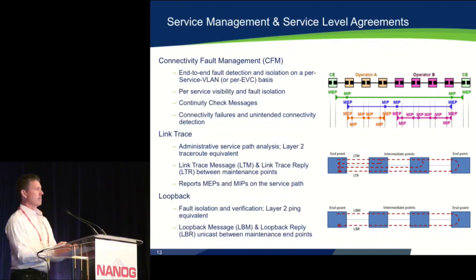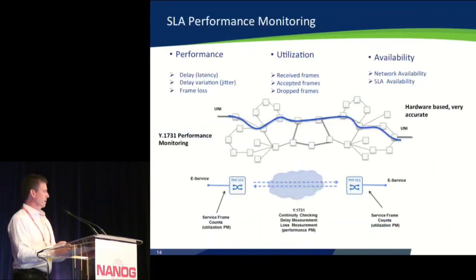There are what are called maintenance endpoints and maintenance intermediate points, which are blocks within the nodes done in hardware, which allow you to do messaging for performance monitoring. So you have connectivity fault management, which is essentially continuity check messages between MEPs and MIPs to indicate failures or unintended connections. You've got link trace, which is equivalent to a layer 2 traceroute, which is essentially messages between maintenance endpoints, and they report the MIPs and MEPs that are in the path. And we also have loopback, which is essentially a layer 2 ping, which is messaging between the maintenance endpoints. So these combined create the 3 keys to this SLA performance monitoring: performance, utilization, and availability.